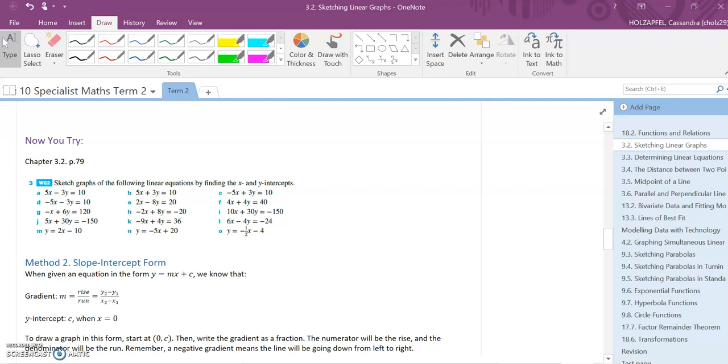Just to summarize, we find the x-intercept by letting y equal 0. We find the y-intercept by letting x equal 0. We plot our 2 points, and then we sketch our straight line. And I'll be back in the next video to show you how to do the slope-intercept form.